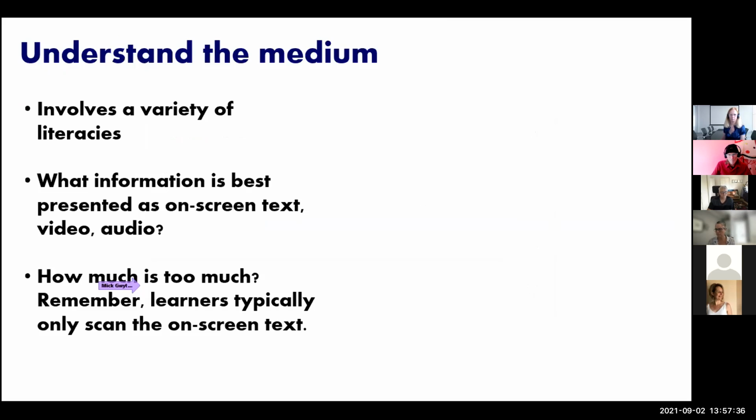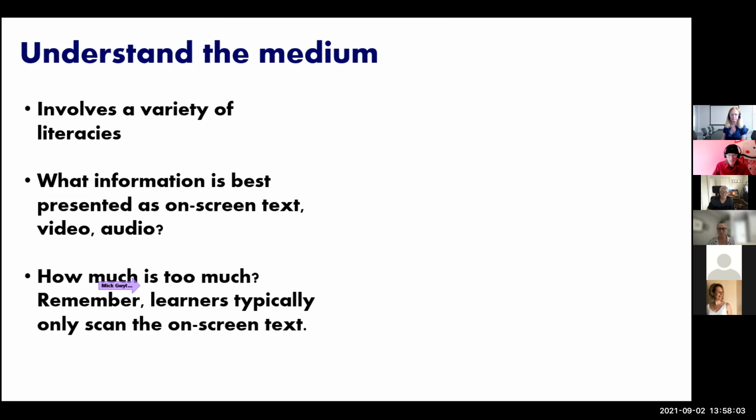Is that there's quite a few literacies going on in an online environment. There's obviously reading, comprehending. There's also the visual aspect and auditory. And so with the information types that we described earlier, you might need to think about what's the best way of presenting that information. Is it text? Is it video, or is it audio? And how much is too much? This is the one I always struggle with.